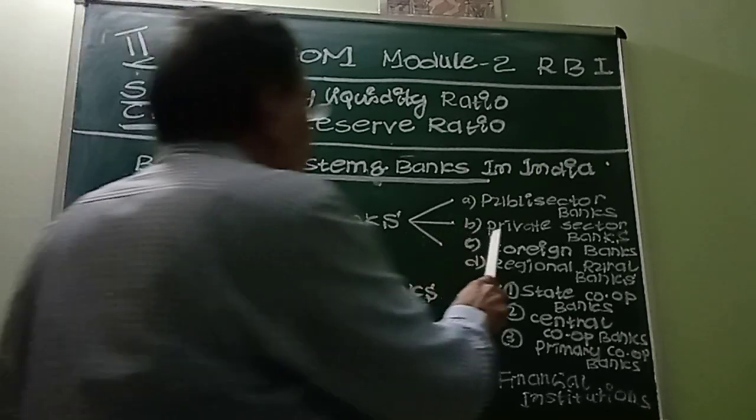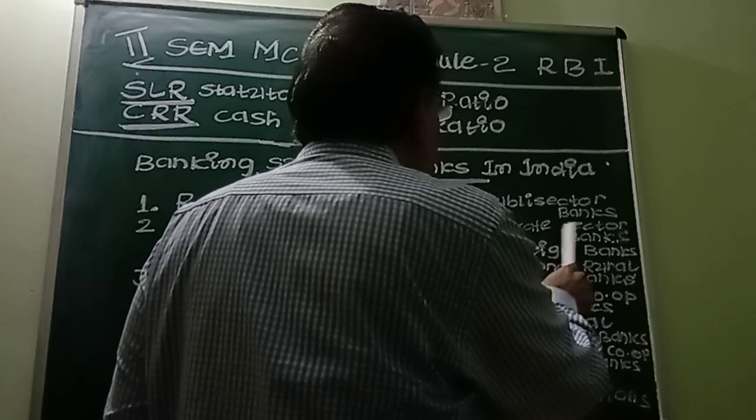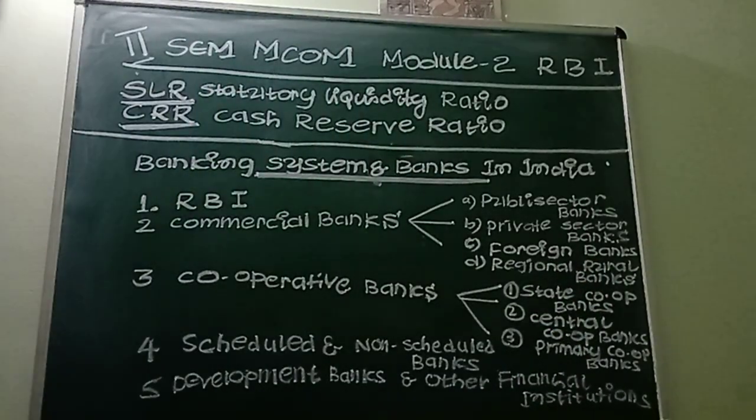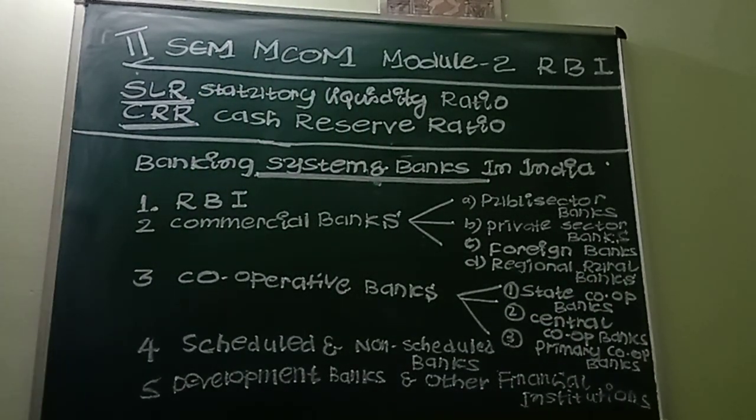Now, let us try to understand what private sector banks exactly mean. Private sector banks are those whose equity is held by private shareholders. For example, ICICI, HDFC, etc. Private sector banks play a major role in the development of the Indian banking industry.